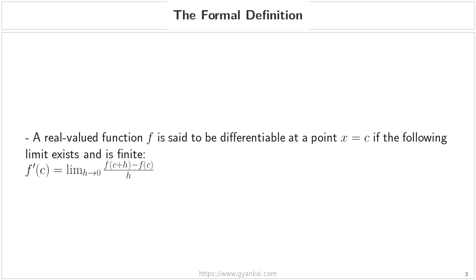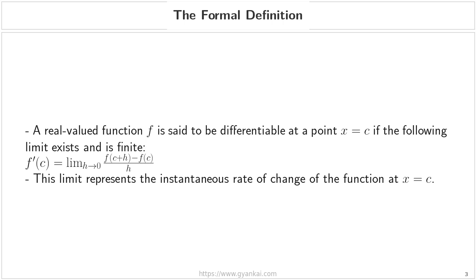The formal definition. Now that we have discussed the geometric concept of smoothness and the idea of a unique tangent line, let us move on to the formal mathematical definition. A real-valued function f is said to be differentiable at a specific point, x equals c, if the following limit exists and results in a finite number. This is expressed as f prime of c, which equals the limit as h approaches 0 of the quantity f of c plus h, minus f of c, all divided by h.